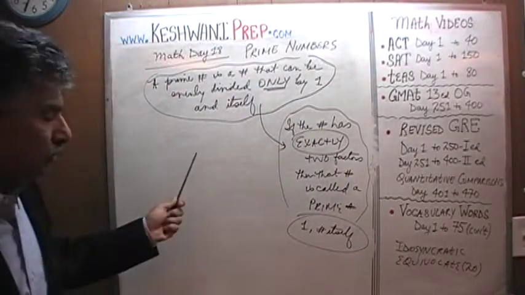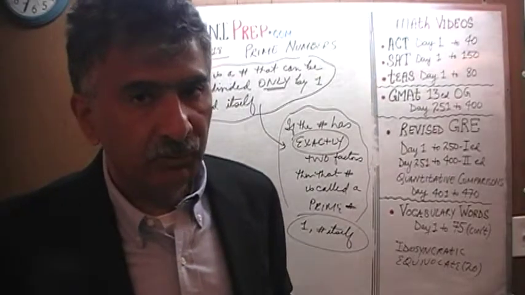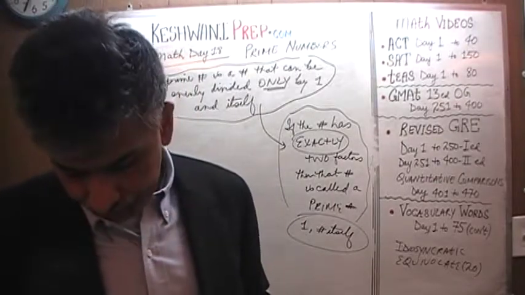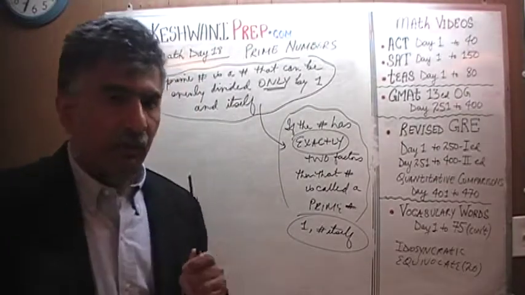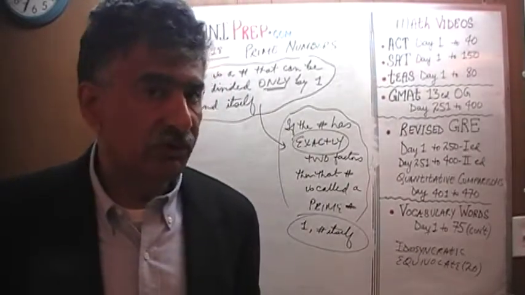We just saw that 2 had only 2 factors, 3 had only 2 factors, 1 and 3, 5 had only 2 factors, 1 and 5, and therefore those are prime numbers. Now when we're dealing with prime numbers, there are 4 critical points that you must keep in mind.